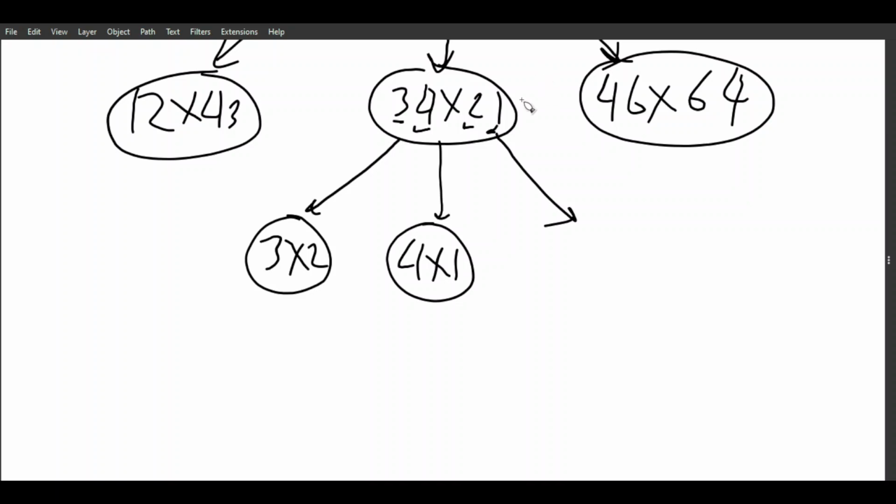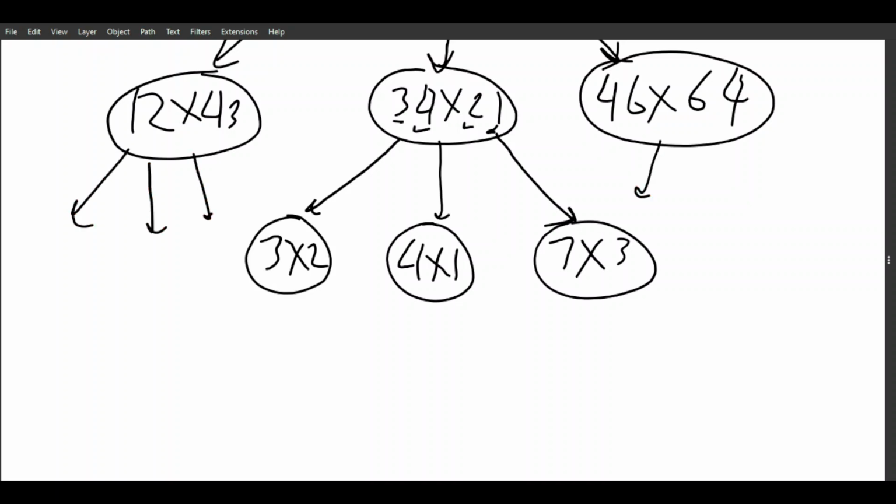Third subproblem is to add the high and low parts for each number. 3 plus 4 is 7. 7 multiplied by 2 plus 1 is 3. So this is the base problem. We cannot further subdivide. So same way we continue for the others also, like this.